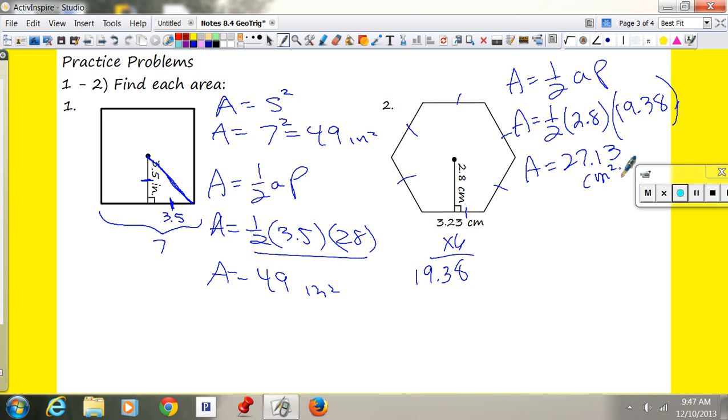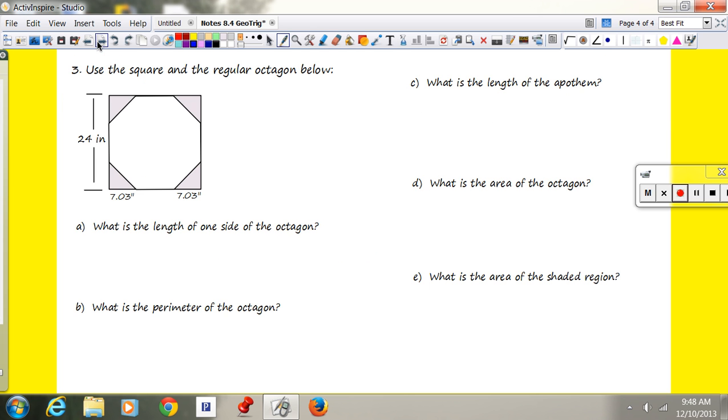Just use this formula. If they give you the apothem and the side, then just find the perimeter real quick, and you'll have the area of your regular polygon. Okay, the last one has a little twist to it because it's a square and a regular octagon together. It's got a regular octagon on the inside of the square here. Now the first one says, what is the length of one side of the octagon?